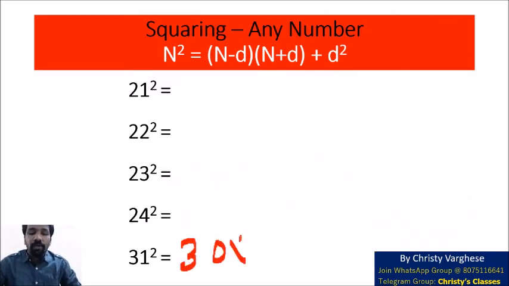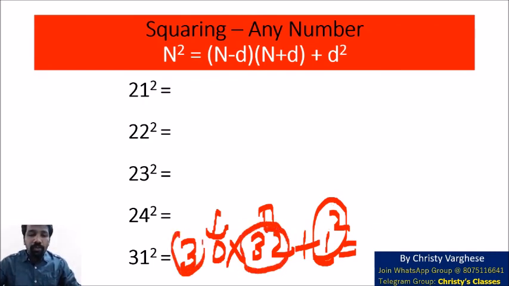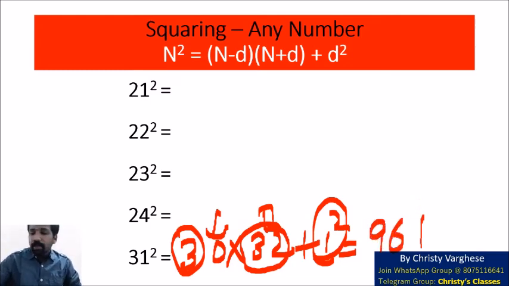Now we will go for 31 square. How to do 31 square? 30 into 32, because you subtracted 1, you added 1, plus 1 square. Whatever you added and subtracted, that square will be the compensation you have to add. 30 into 32 is easy to do because 32 into 3 is 96. 96 attaching a 0, 960. 960 plus 1, 961. I think this much is clear to all of you.